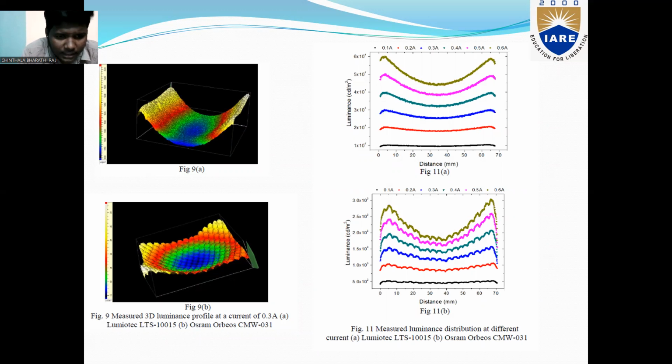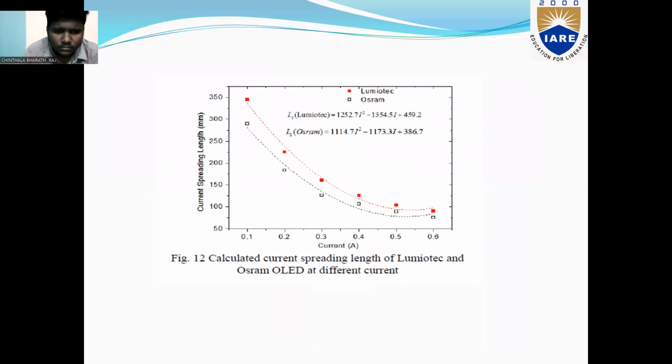Figure 9a shows the measured 3D luminance profile at a current of 0.3 ampere. In figure 9b, the measured luminance distribution at different currents A and B. Figure 12 shows the calculated current spreading length of the luminance and the OSRAM OLED at different currents. The red line shows luminance and the black shows OSRAM.